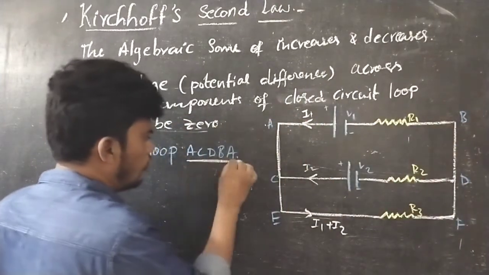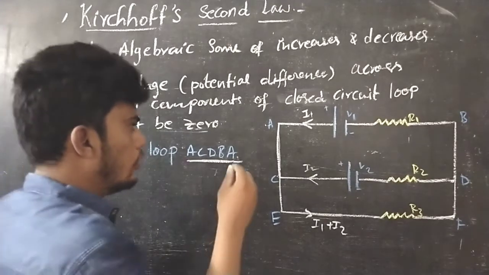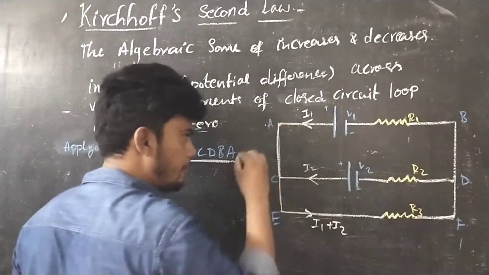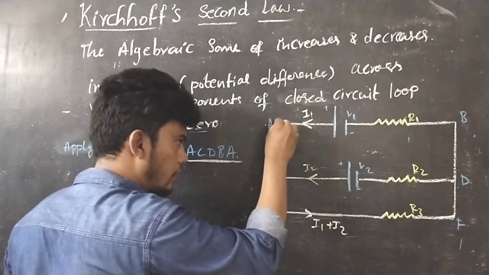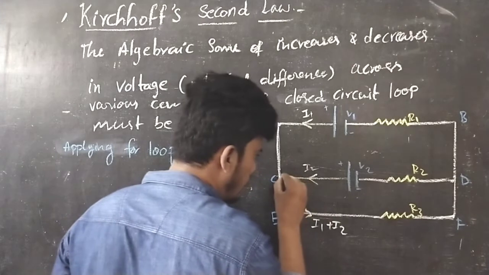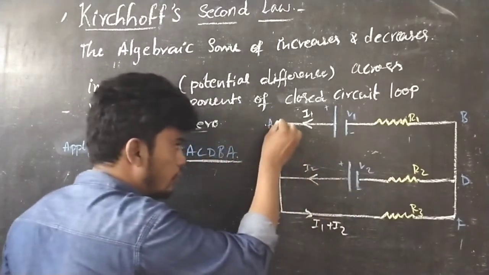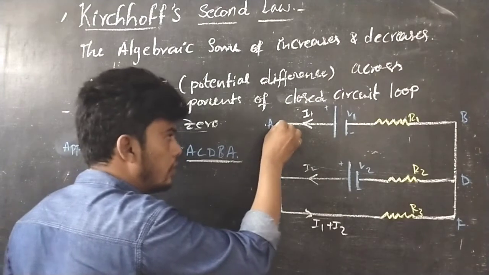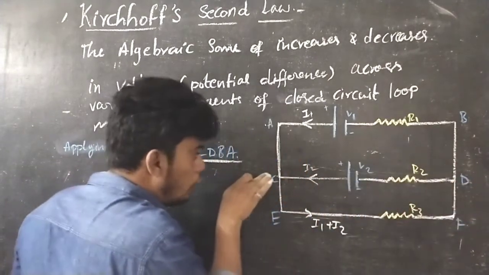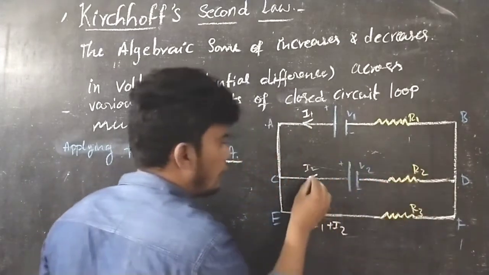So this is the loop. Let's start. So dear students, here my starting point is A. I am starting from A, going like this, then like this. Look at here, the loop direction. I am going from the point A to C, from C to D. How is the loop direction here?